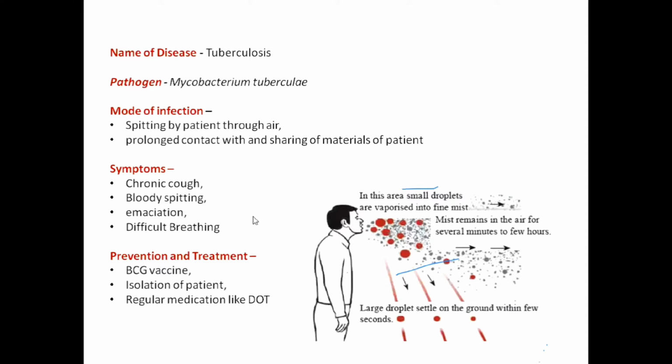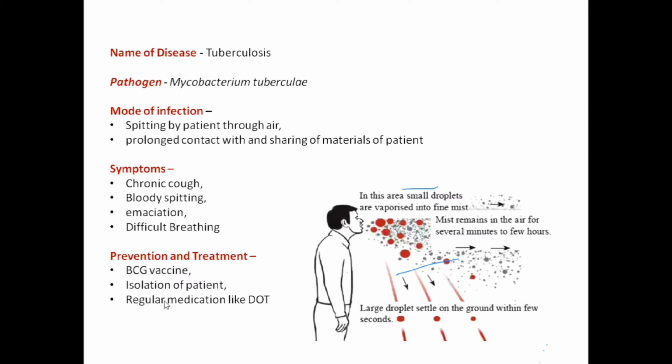Now some preventive measures and the treatment are also there. The first preventive measure is the BCG vaccine. This is the BCG vaccine which is for the specific type of tuberculosis, that is TB. The second preventive measure, or treatment, is isolation of the patient so that other healthy persons cannot get that disease. So that is also a treatment for tuberculosis.